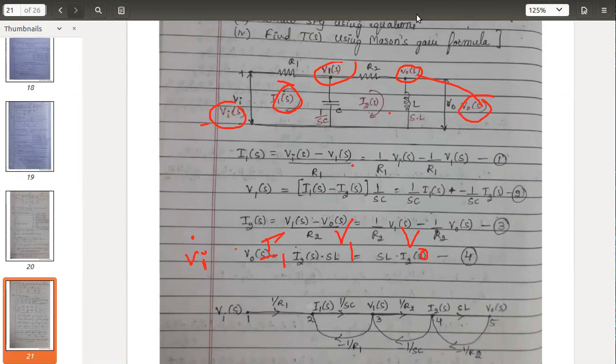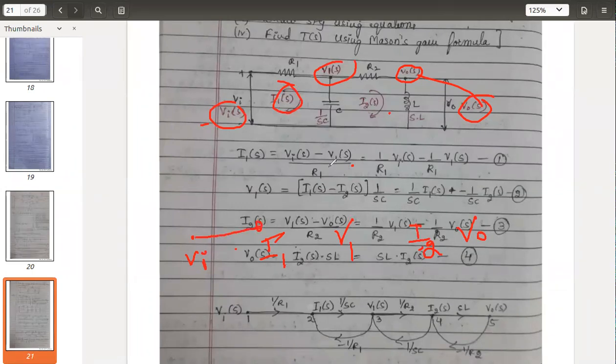Sorry, I2 is there, right? Okay, I have to take I2 first, then go for V0. Okay, these many nodes are there.